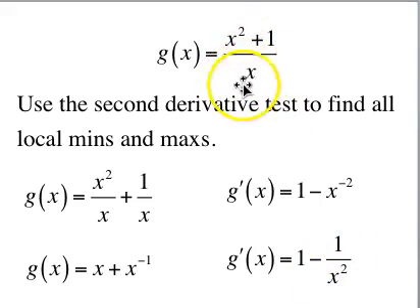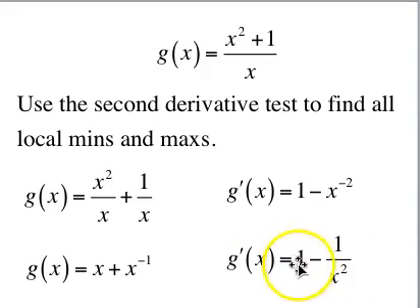You will notice it does not exist when x equals 0. You will notice the function does not exist when x equals 0. So if we were doing the first derivative test, we would have to pay attention to that. That is a point where the derivative does not exist. Now it's not going to be a min or a max because it's not in the domain, but we have to at least think of that on our number line. But we want to do the second derivative test.